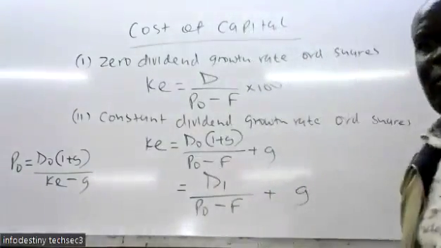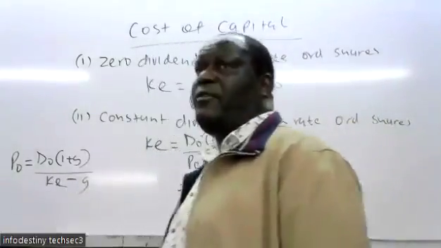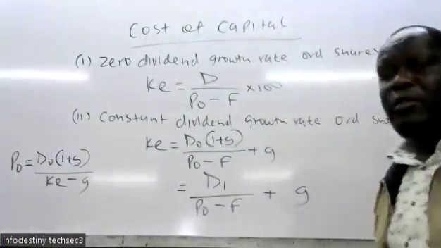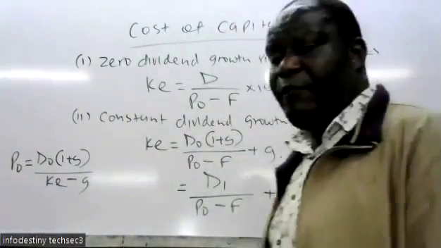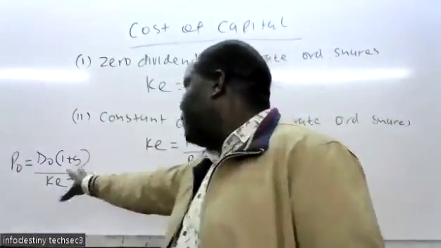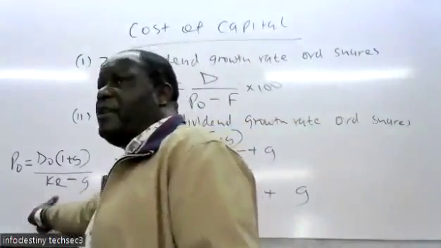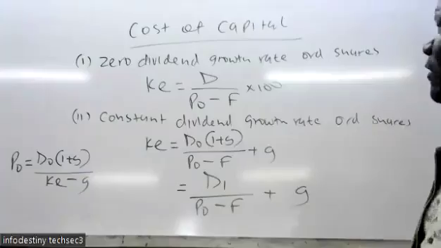The flotation cost. But that formula comes from this. You make KE to be the subject. When you are raising new funds, we normally incur some cost we refer to as the flotation cost. So this one is coming from this. You are simply making KE the subject. So that is now the cost of the ordinary share.